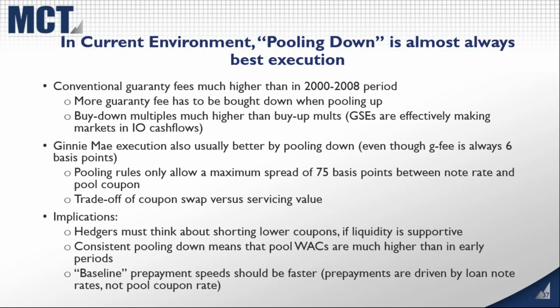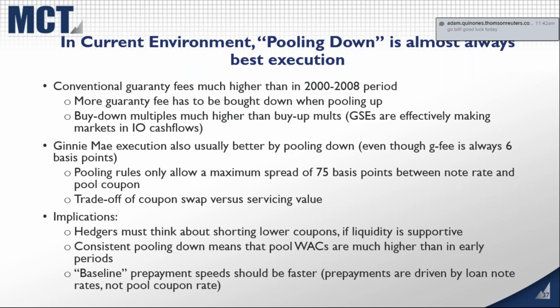Now, the interesting thing in this environment is that pooling down is almost always the best option unless you have a very big spread between your note rate and the desired coupon. Keep in mind that the maximum spread as of last spring is 112.5 basis points. So basically, a 3 1/8 note rate could be pooled into a 2, but a 3 1/4 can only be pooled into a 2.5. That's the lowest coupon that you can pool into.